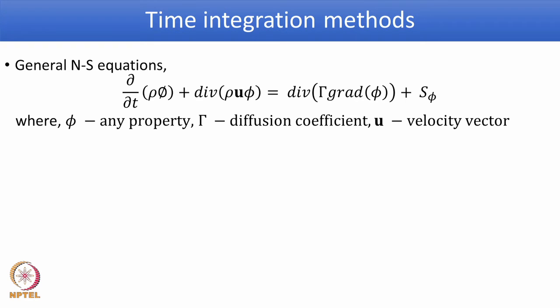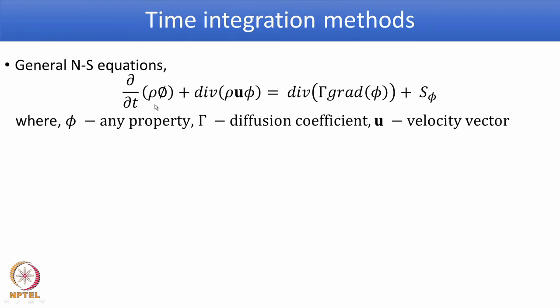So, time integration methods. In the general Navier-Stokes equation, we have considered the diffusion term separately, the convection diffusion term together, and there is one more important term, that is the time derivative term. So, we have to know how to do that in the finite volume strategy as well. The general Navier-Stokes equation is written as shown here: dou by dou t of rho phi plus divergence of rho u phi equal to divergence of gamma grad phi plus s phi, where phi is any property, gamma is a diffusion coefficient and u is a velocity vector.